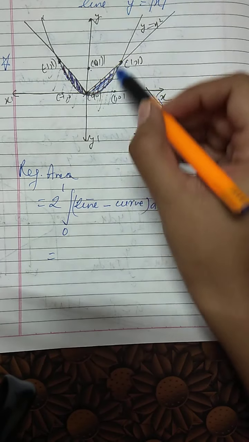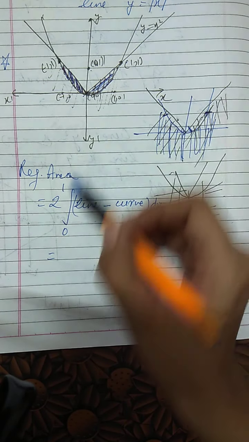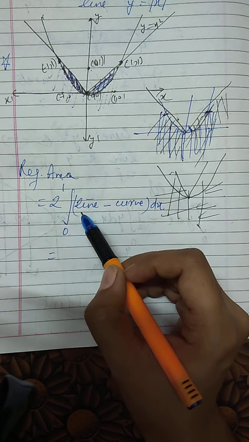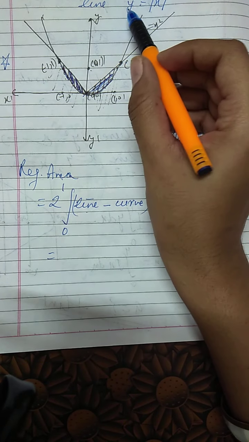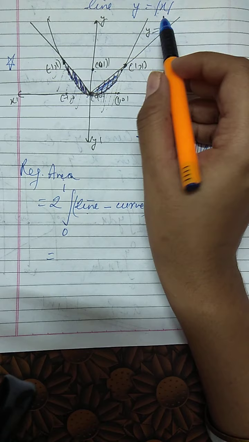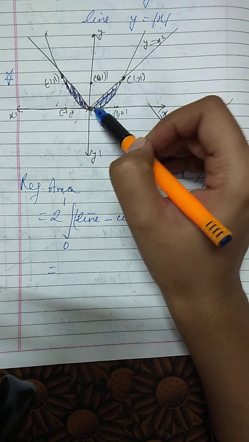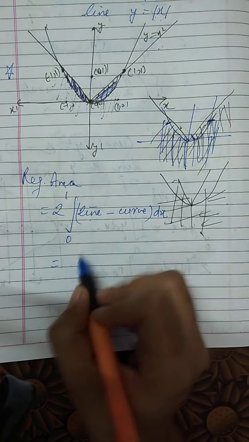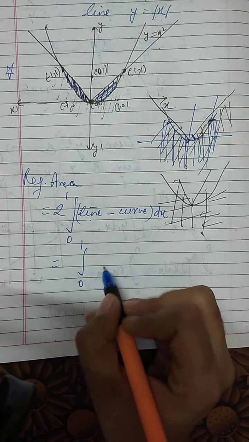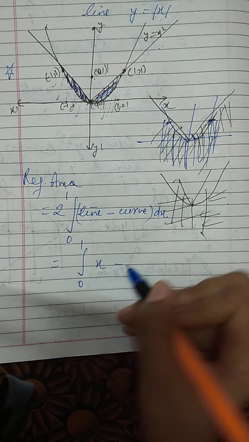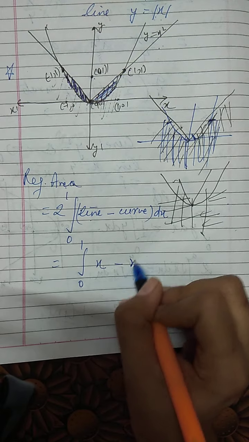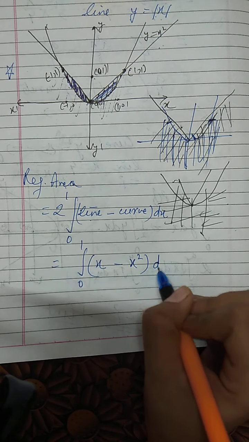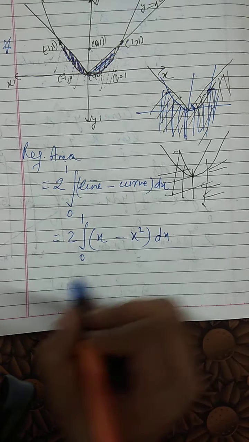Now if I am finding the area in the first quadrant, because I have taken the limits 0 to 1, the line in the first quadrant will be just y equals x, not mod x. In the first quadrant it is the y equals x line only. So this will be the integral 0 to 1, line x minus curve x square, dx, and 2 times of this we will find.